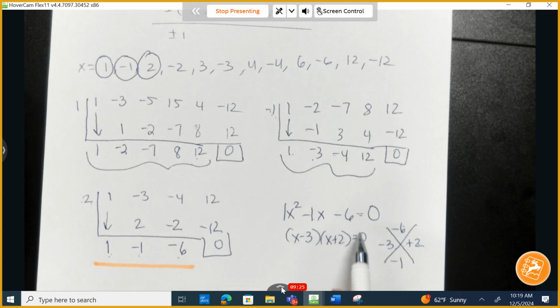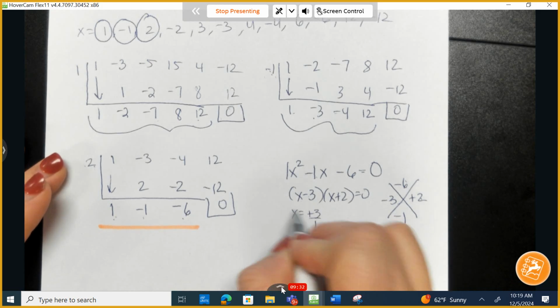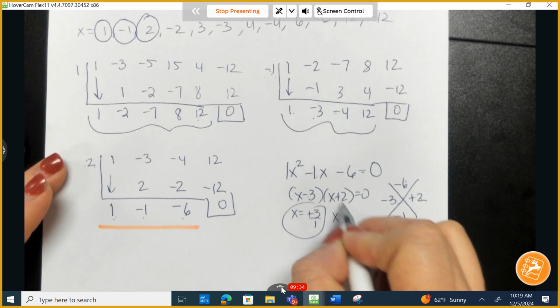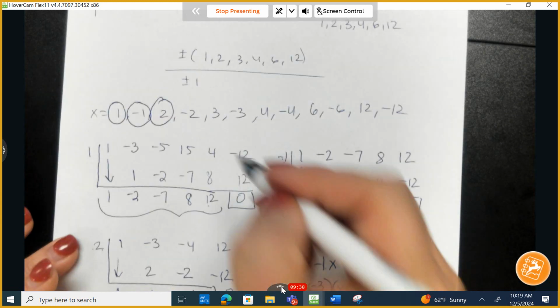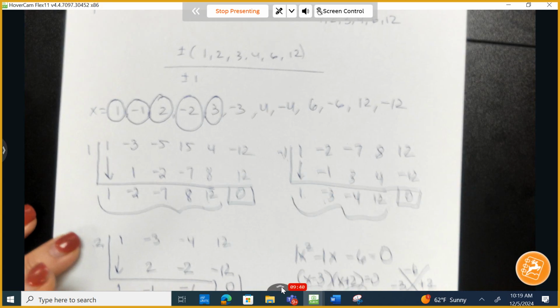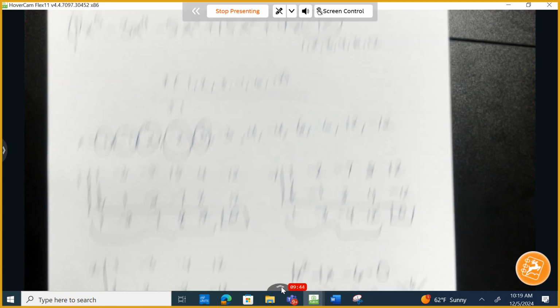I could set each one of these quantities called factors equal to 0 and solve, but remember we have a shortcut. We're going to change a sign, in this case divide by 1. So 3 is one answer. Change a sign and divide by 1. Negative 2 is the other answer. So 3 and negative 2 are my other answers. I have 5 solutions, and I've been able to identify all 5.